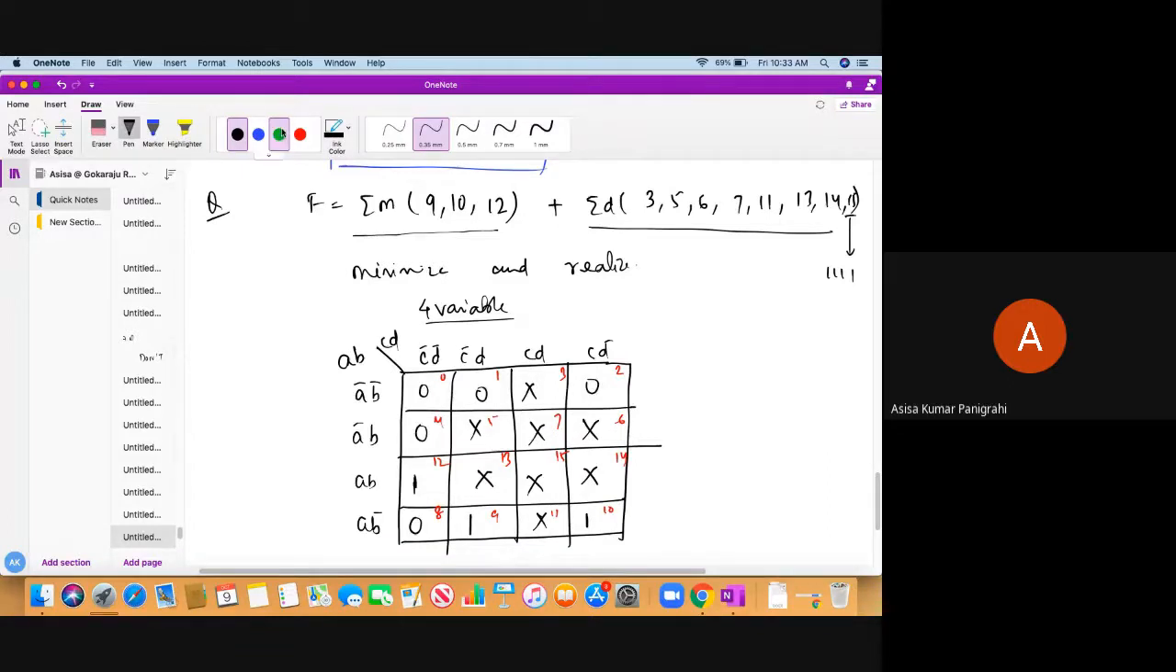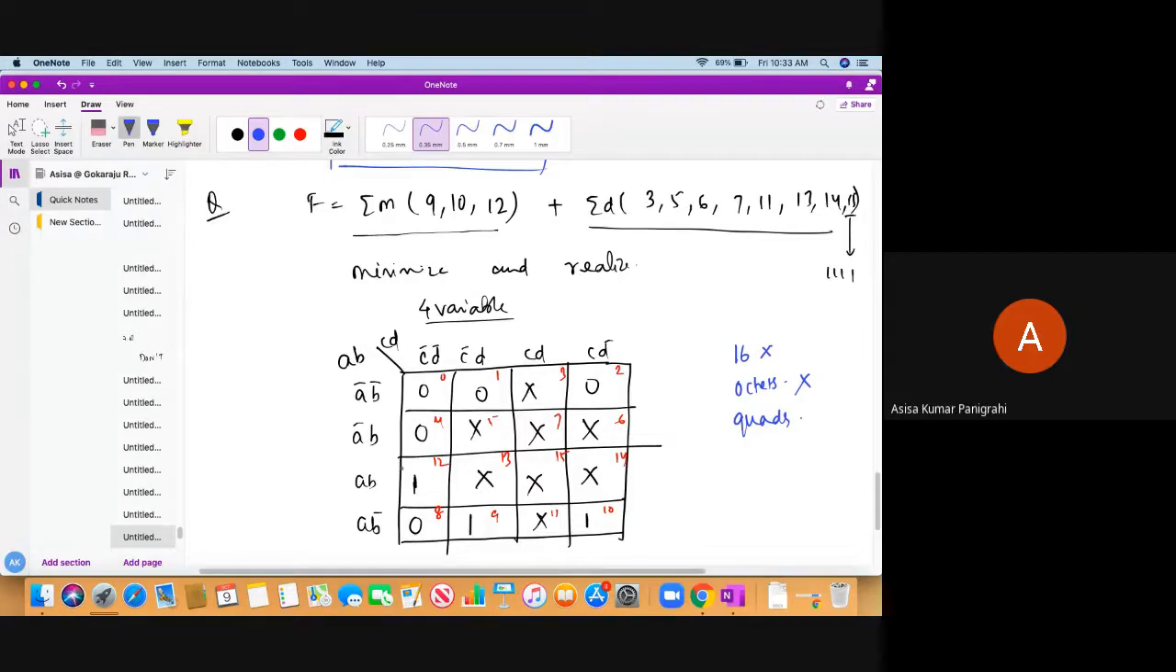Now the question is how to combine this. See here, is it possible to combine all 16 minterms? No. Are octets present? Just check here, octets are also not present. Am I correct? Yes, octets are not present. So quads, yes, some quads are present.